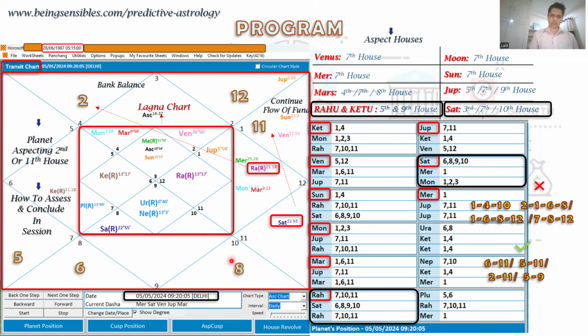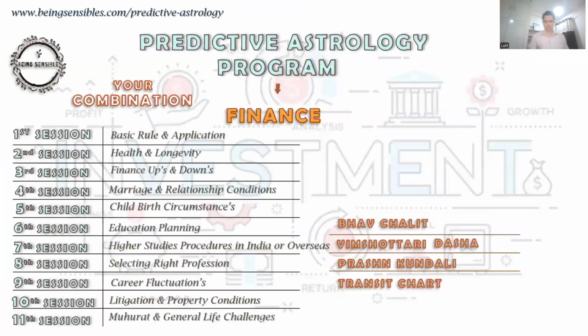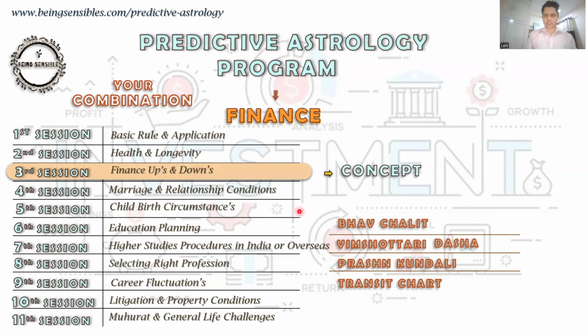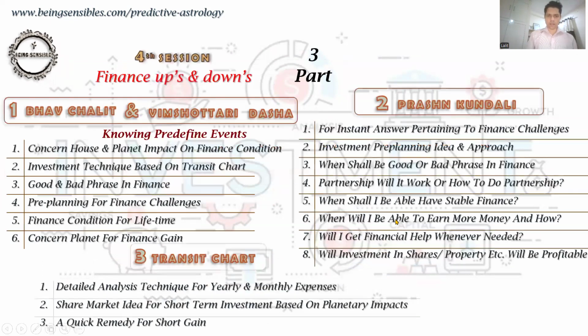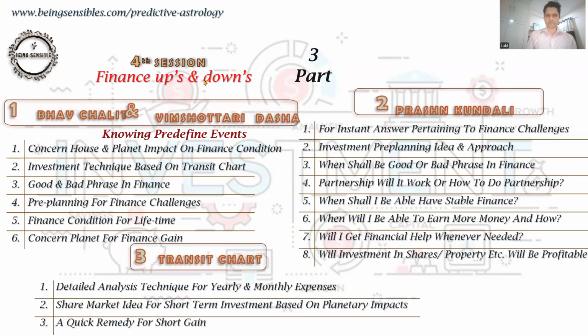And there are other concerned houses which you will learn in a detailed manner, and why we choose the 5th house, 6th house, 8th house and 12th house in finance. So this is the crux of the finance prospect astrologically. You get an idea of your own combination in a session and how you can conclude and calculate. So in the third session, you get an idea of the concepts. Concepts means the Bhav chalit and Vimshottari Dasa. With these 3 patterns, you get an idea in a detailed manner.